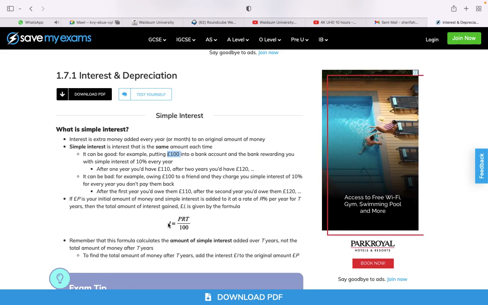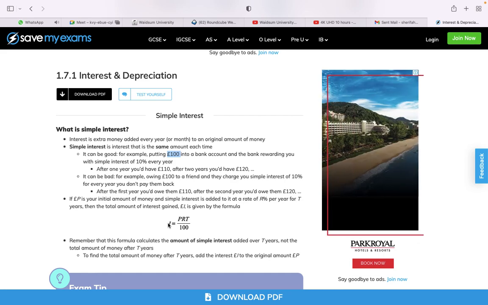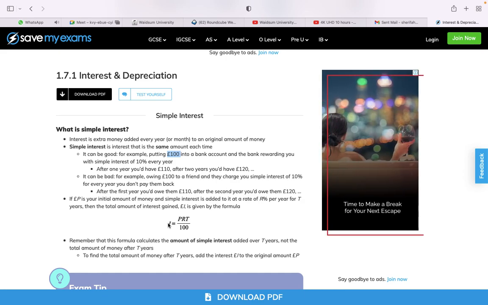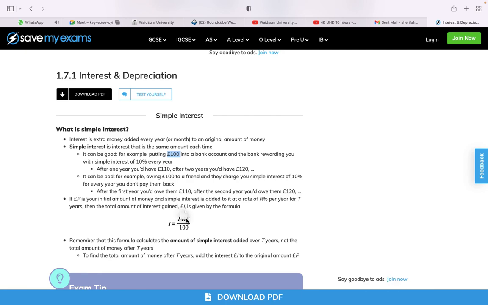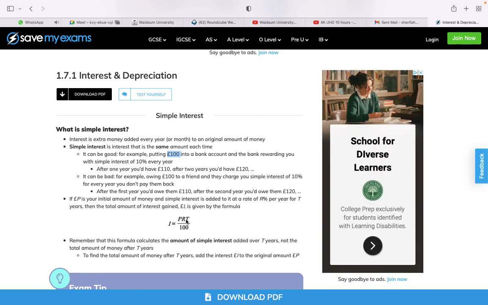The time will no longer be counted as years, as 1 or 2 or 3. If it's in years, you say per annum. Per annum means 1 year. You say times 1 when you are calculating. T becomes 1 if you borrow for 1 year. If you borrow for 2 years, this T becomes 2. If you borrow for 3 years, this T becomes 3. But what if you didn't borrow for years? You just borrow for like 5 months.